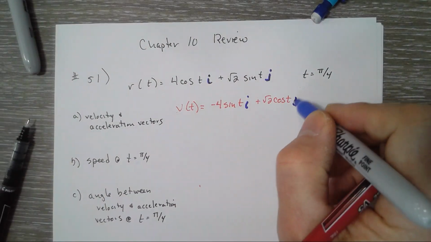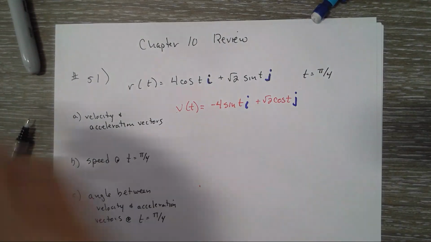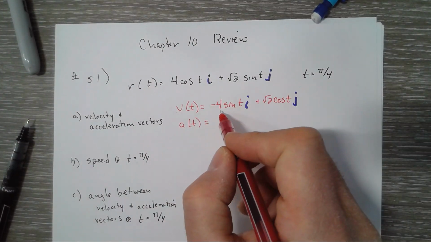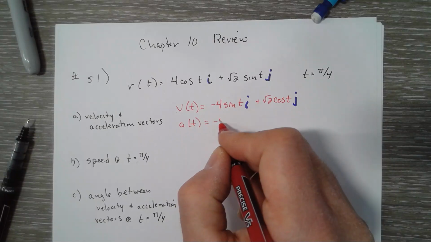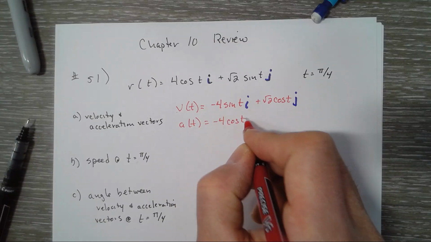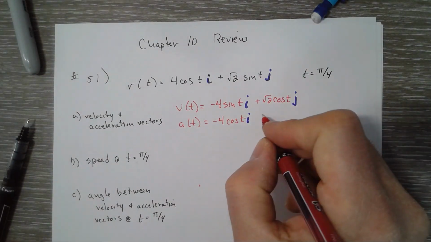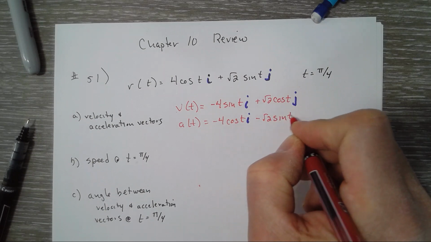So there's our velocity, and our acceleration would be yet another derivative, so negative 4 sine would be negative 4 cosine of t i, and minus square root of 2 sine t j.